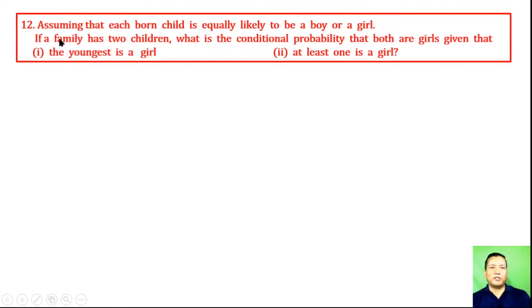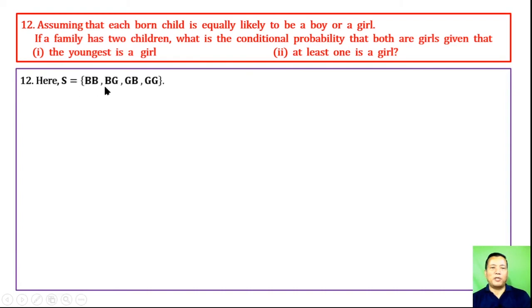Question number 12. Assuming that each born child is equally likely to be a boy or a girl, if a family has 2 children, what is the conditional probability that both are girls given that the youngest is a girl, and that both are girls given that at least one is a girl?